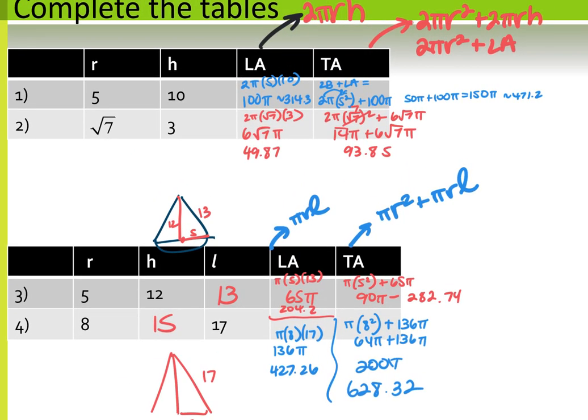For total area? I did the formula for it on the top one. Yeah, no, these are them. So for a cone, pi r l for lateral area, and then total area is pi r squared plus pi r l.